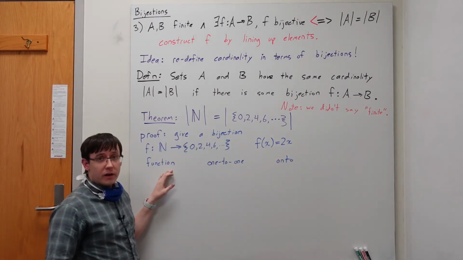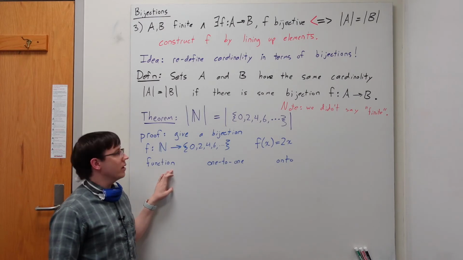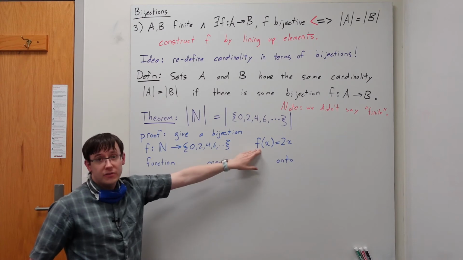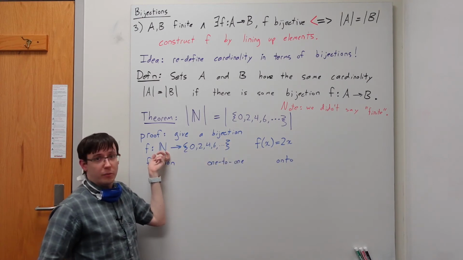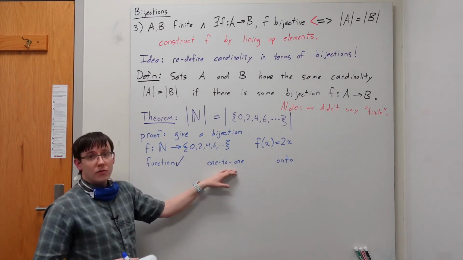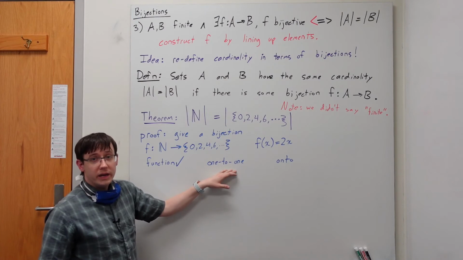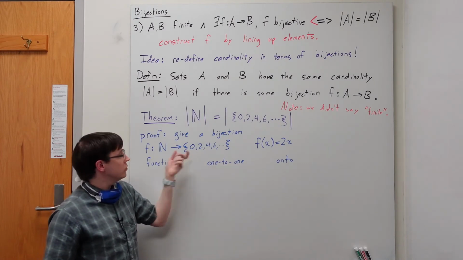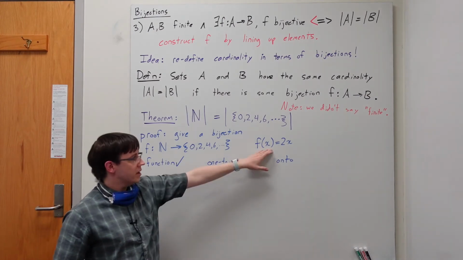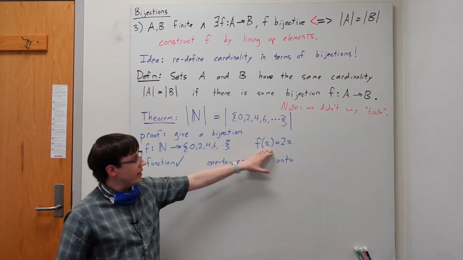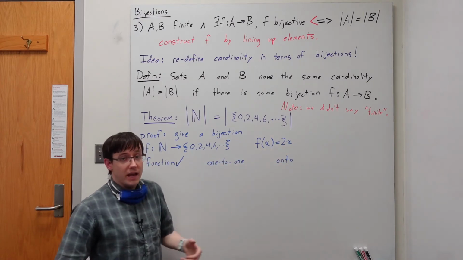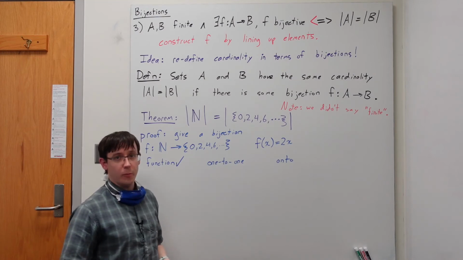For it to be a function, it needs to have a defined output for every possible input. Well, yes, this is well defined for every element of the natural numbers, and it always gives us something in this set. For it to be one-to-one, we need to have no two inputs that give us the same output, and that's the case because if I gave you x and y that were not equal as input to this function, you would get 2x and 2y, which are not equal, as output.